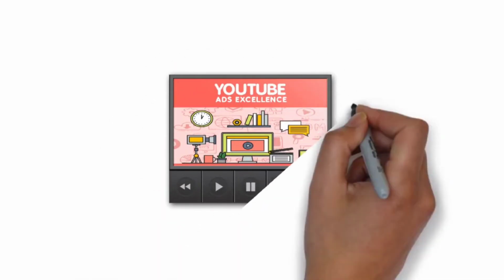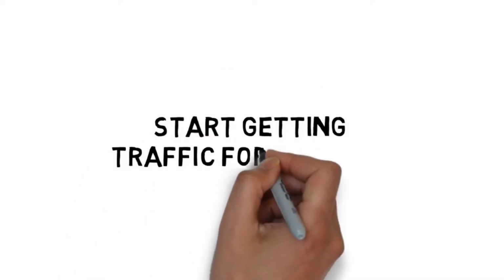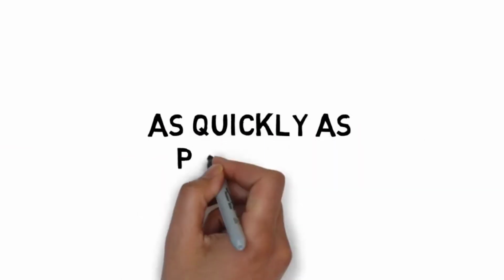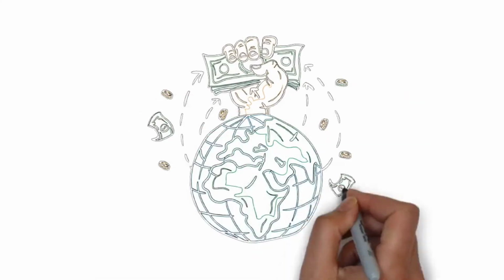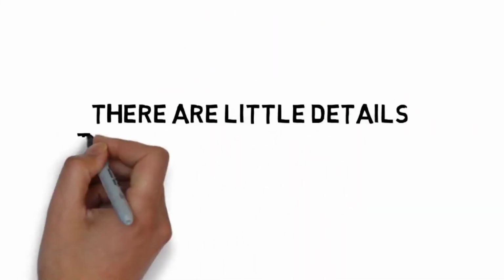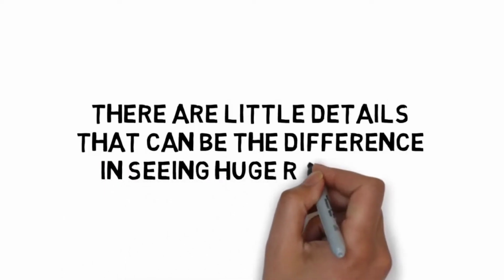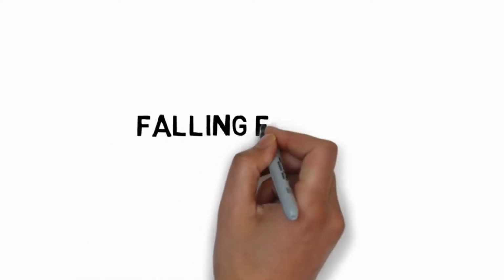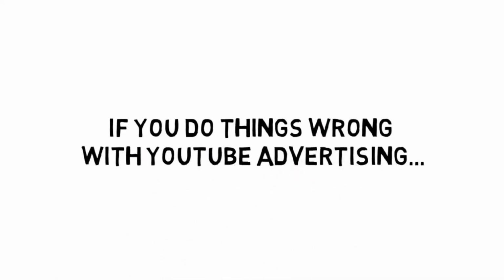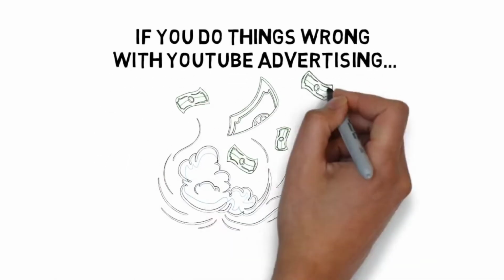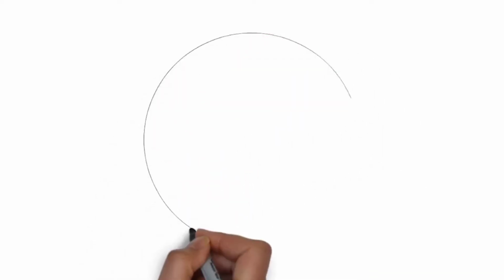Introducing the video version of the YouTube advertising guide you just purchased. I want you to start getting traffic for pennies as quickly as possible. Traffic that converts like crazy and makes you a lot of money. And there are little details that can be the difference in seeing huge results with YouTube advertising and ultimately falling flat on your face. Or even worse. If you do things wrong with YouTube advertising, not only could you fail to see traffic and end up wasting money, but you could even risk getting your advertising account banned.